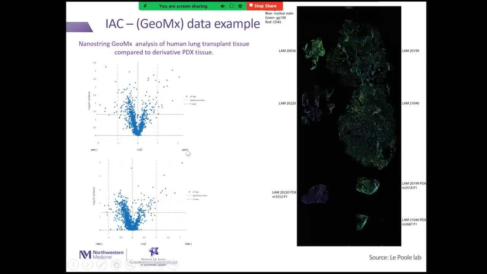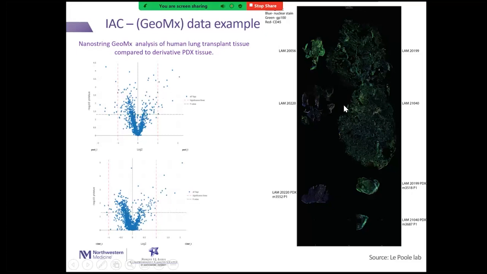PMEL1, like GP100, is a marker for this cancer. So this is plotted between this PDX tissue and the actual human original tissue. And same for the immune cells, we use the CD45 marker. So that was also plotted between both of the samples. And you can see that the gene expression was vastly similar between both types of tissue, validating the model is very relevant for further studies.